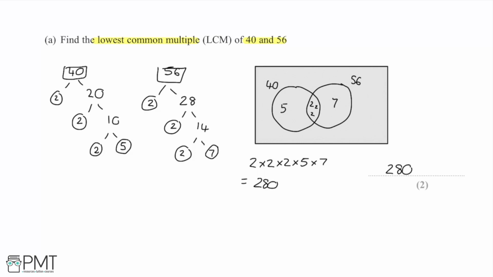So we'd gain the first mark here for finding the prime factors of both numbers, or for listing at least 3 of the multiples, and then the second mark is for getting the correct final answer here.